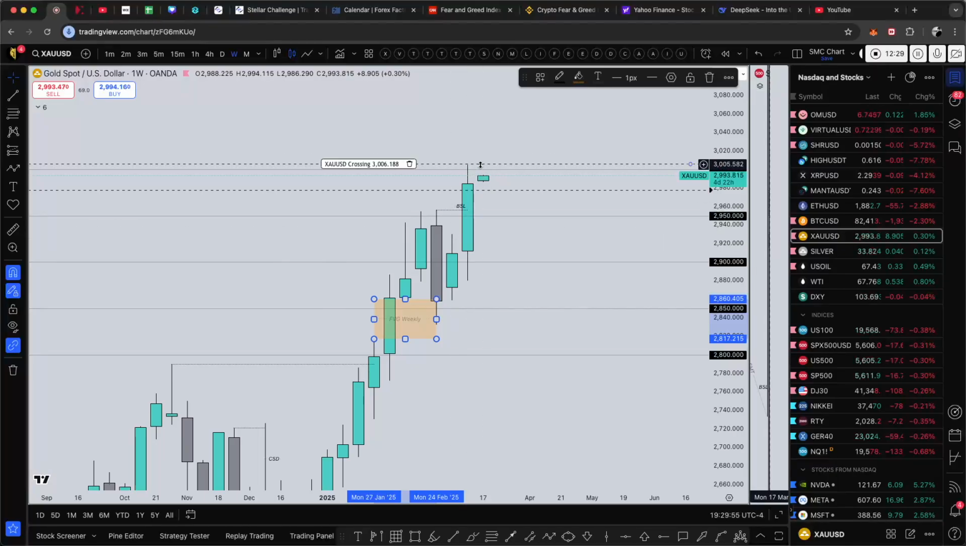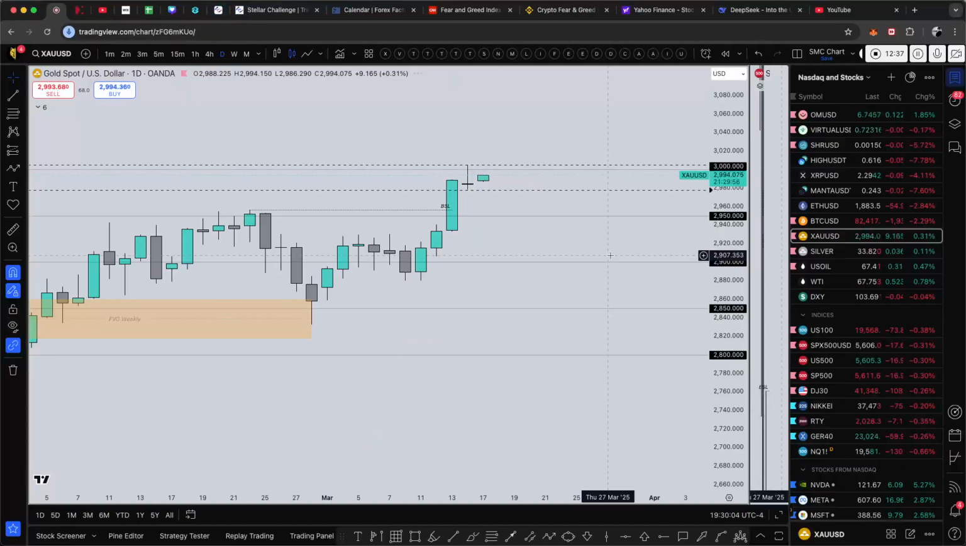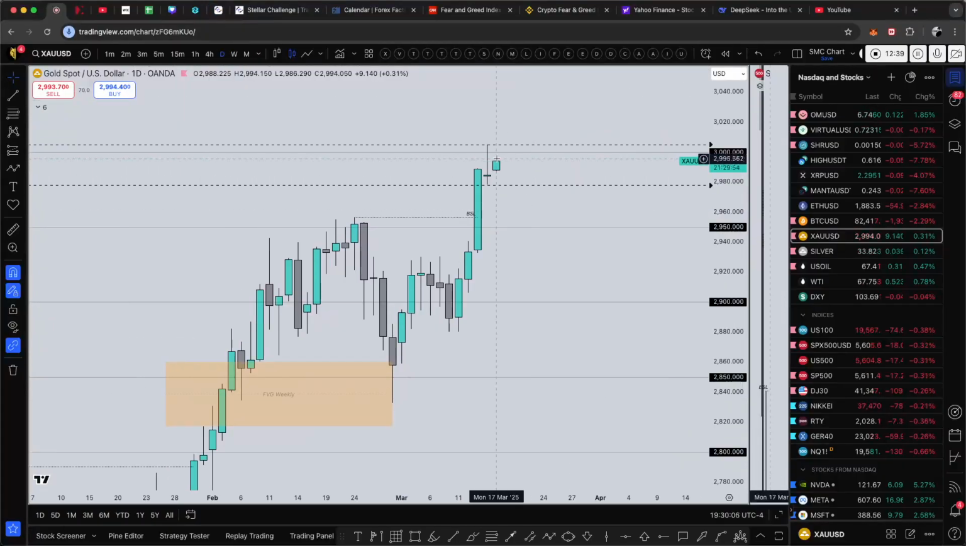I'm bullish as hell for this week, at least until these highs get taken. That's going to be the target right there. That high right there is going to get taken, probably in the next few minutes, or probably in the next few hours, right?